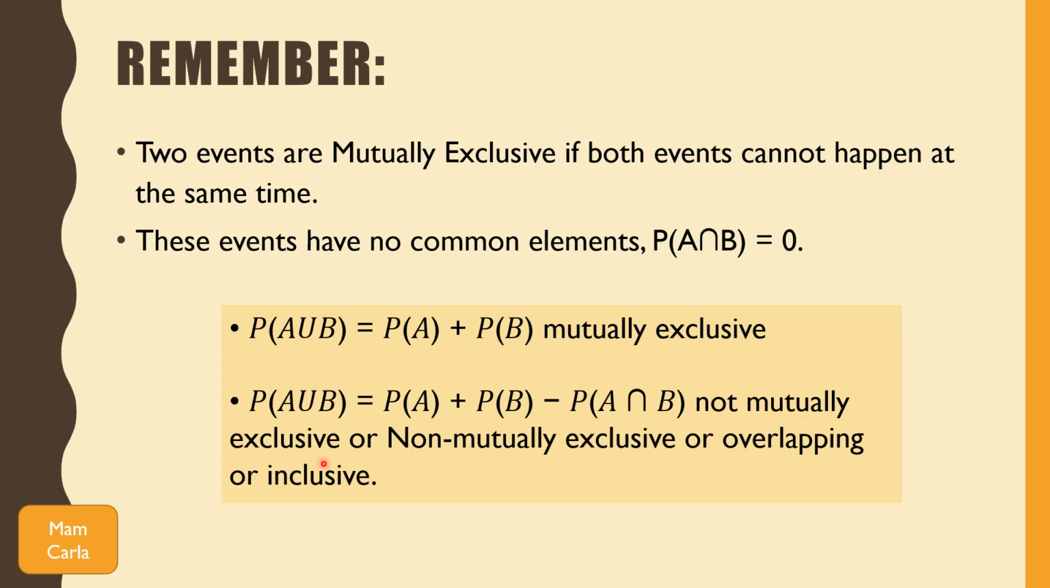For not mutually exclusive, or non-mutually exclusive, or overlapping, or inclusive events, we will be using the probability of A union B equals the probability of A plus the probability of B minus the probability of A intersection B. Try doing this on your own.